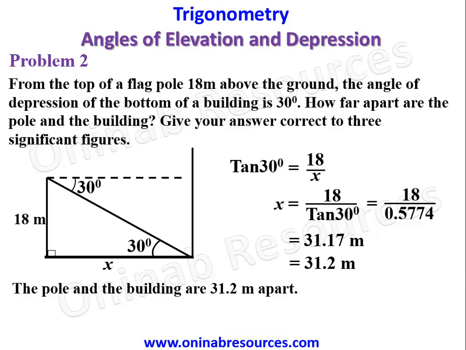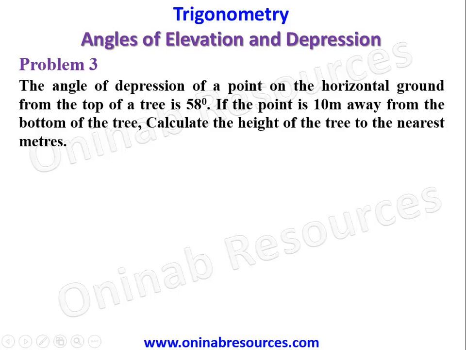So we go to problem 3. For problem 3, the angle of depression of a point on the horizontal ground from the top of a tree is 58 degrees. If the point is 10 meters away from the bottom of the tree, calculate the height of the tree to the nearest meter.